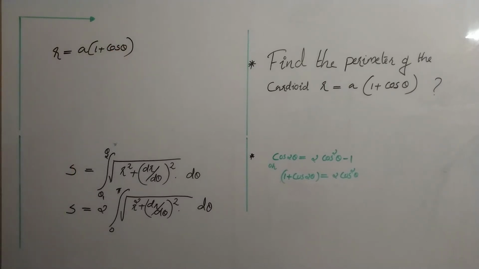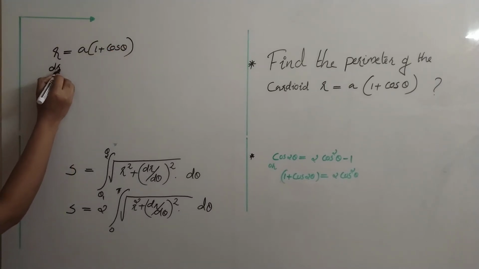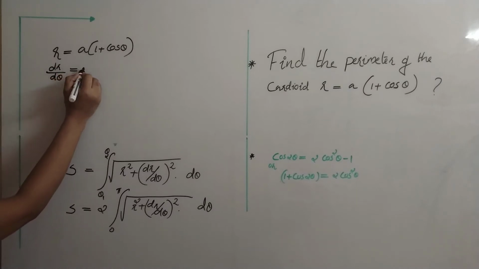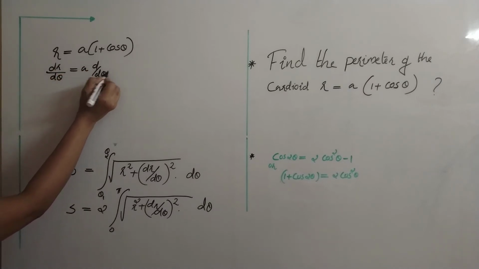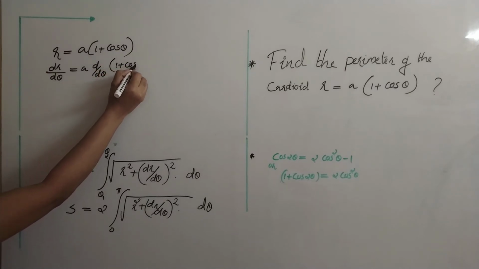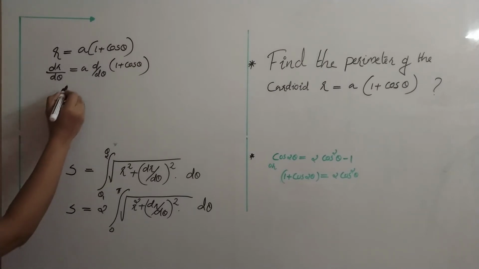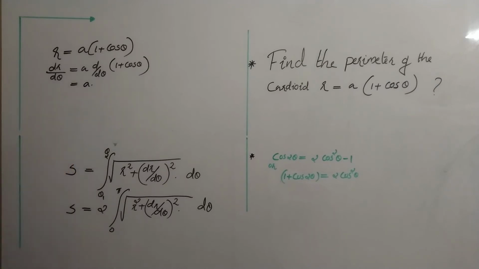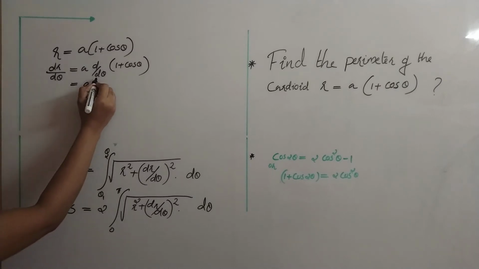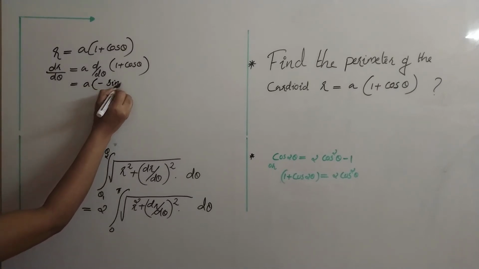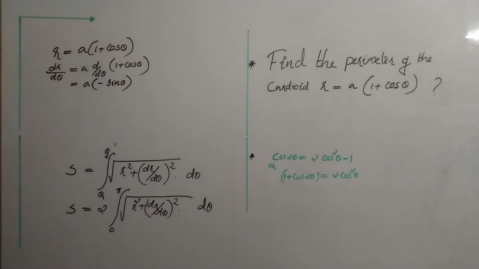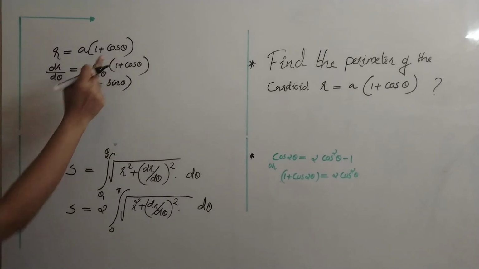Then dr/dθ = a d/dθ of (1 + cos θ). Here a is a constant, so we can take it outside of differentiation. Now a times d/dθ of cos θ is −sin θ. And the derivative of a constant is 0, so d/dθ of 1 is 0.